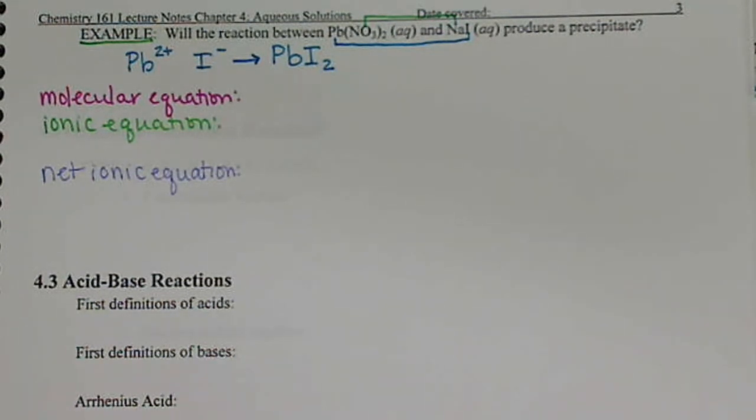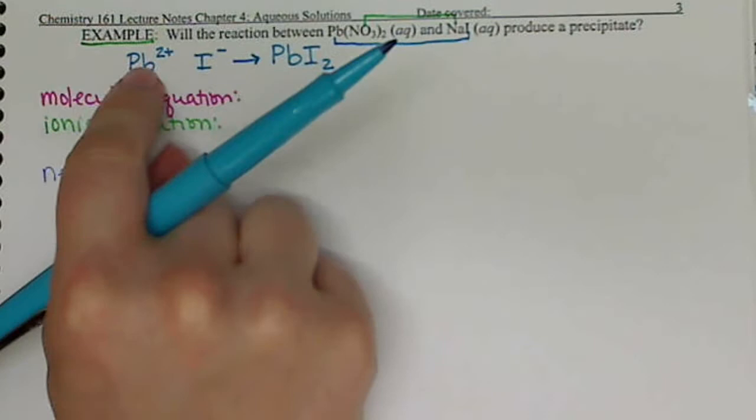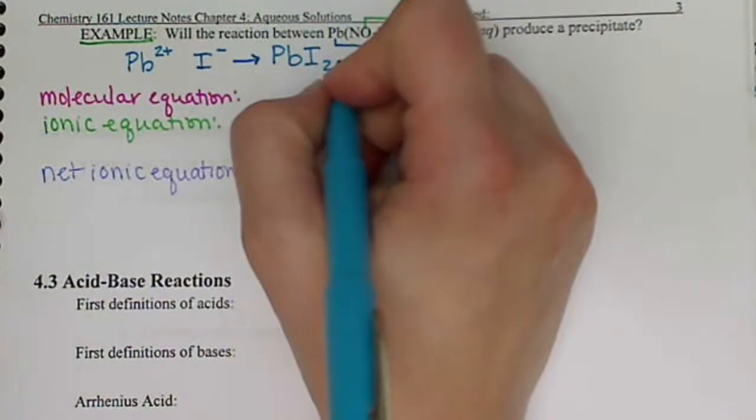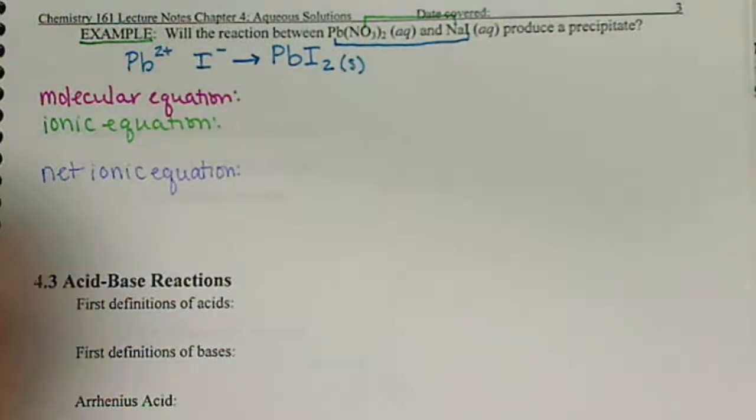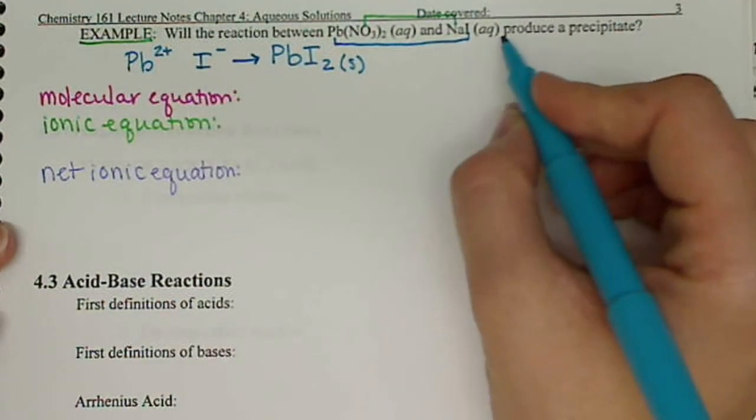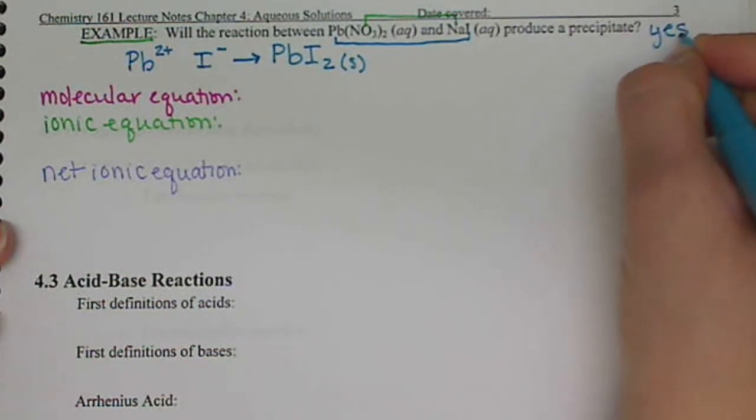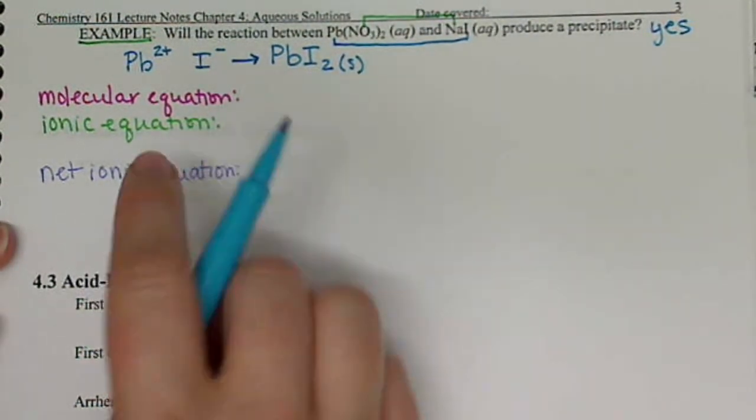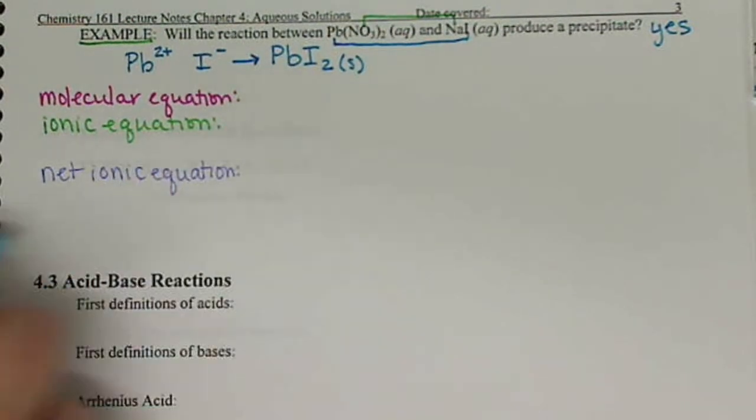If we look to our solubility rules on the previous page, we'll see that our halides, chlorides, bromides, and iodides, are all soluble except halides of silver, mercury 2+, and lead 2+. So we have lead 2+, so this is one of the insoluble exceptions. So that's going to be PbI2 solid. So we've actually answered our question already. Will it produce a precipitate? Yes, it will. But let's use this as an example to give us some practice writing these equations.